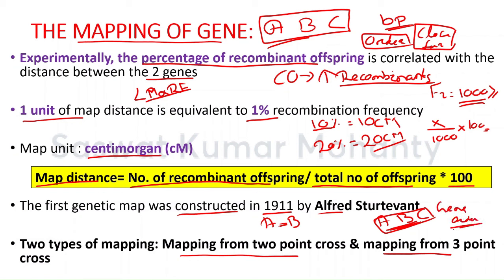Okay, and in the CSIR exam, the most important questions come from the 3-point cross. So that's why in this video I focused on how to solve problems from the 3-point cross genetic mapping.